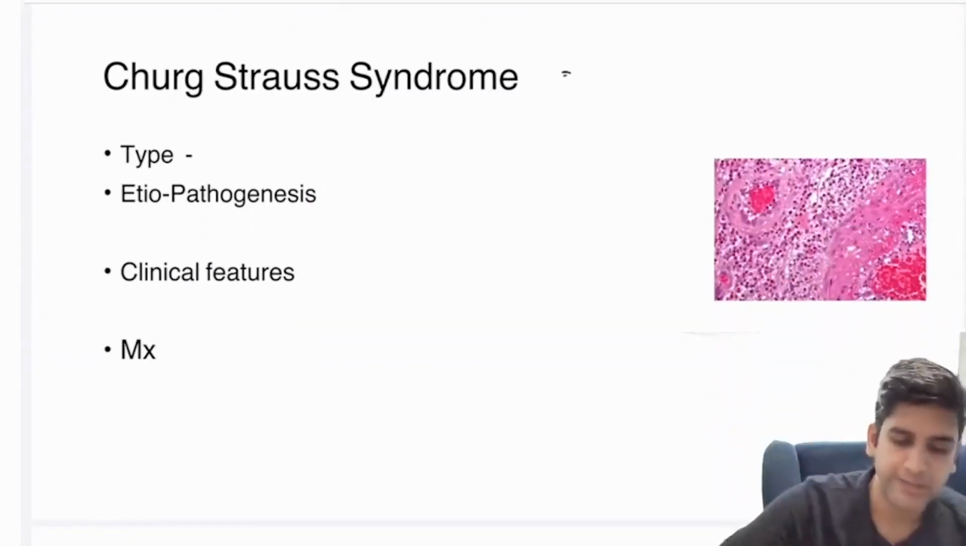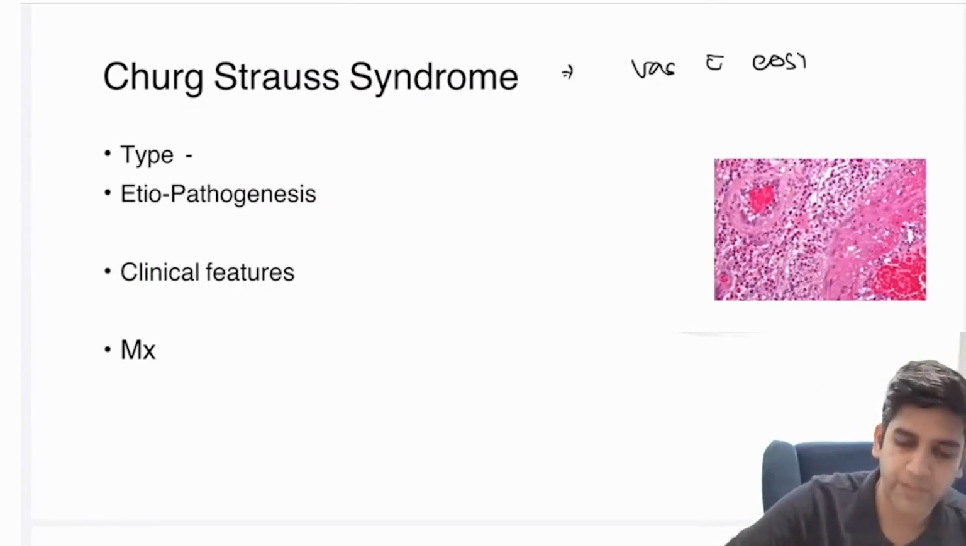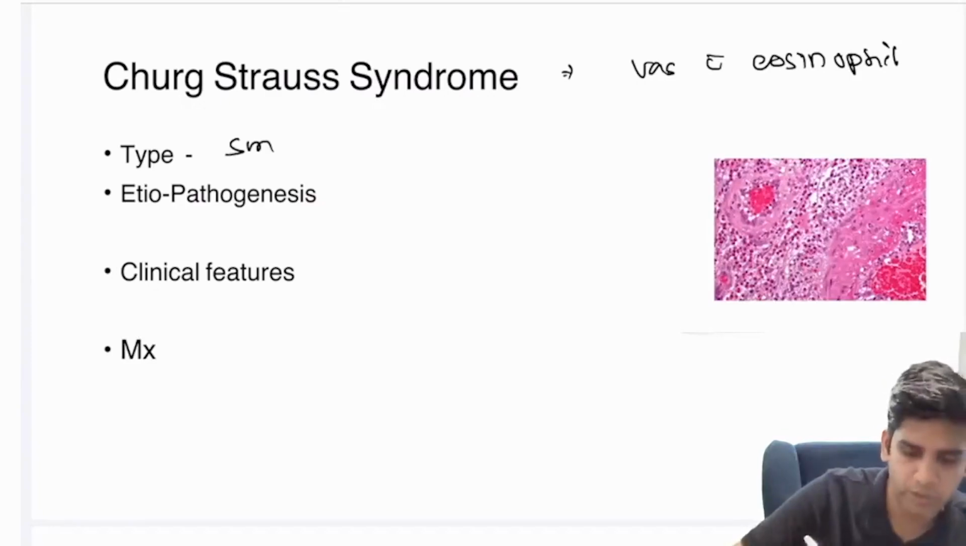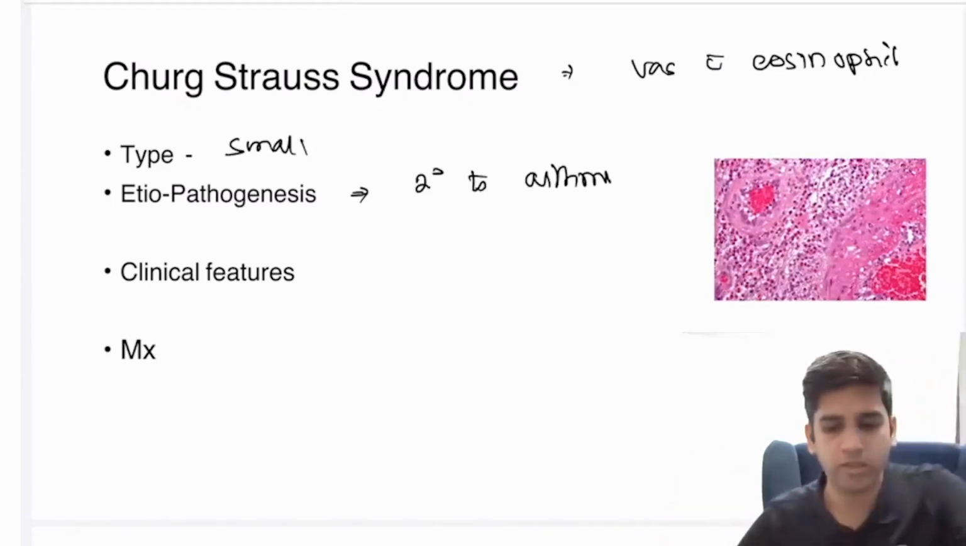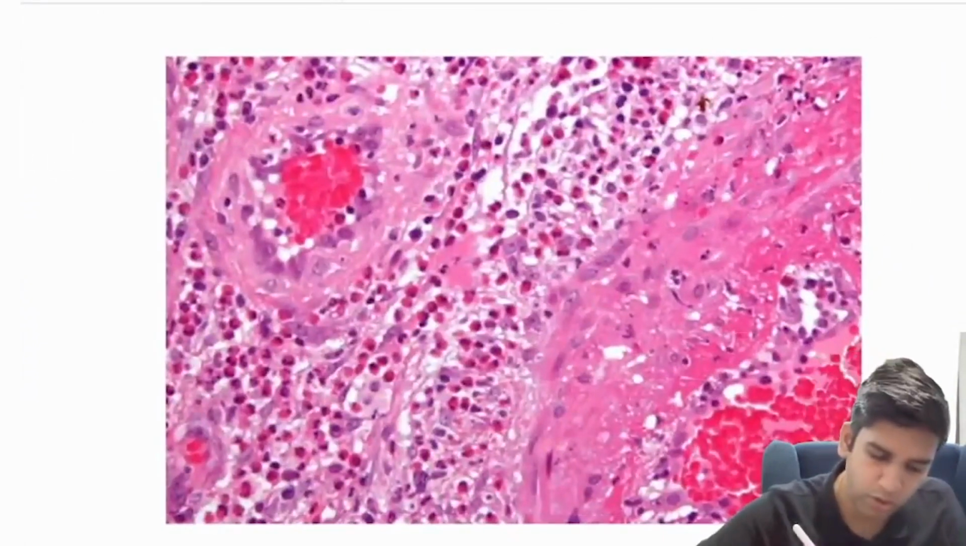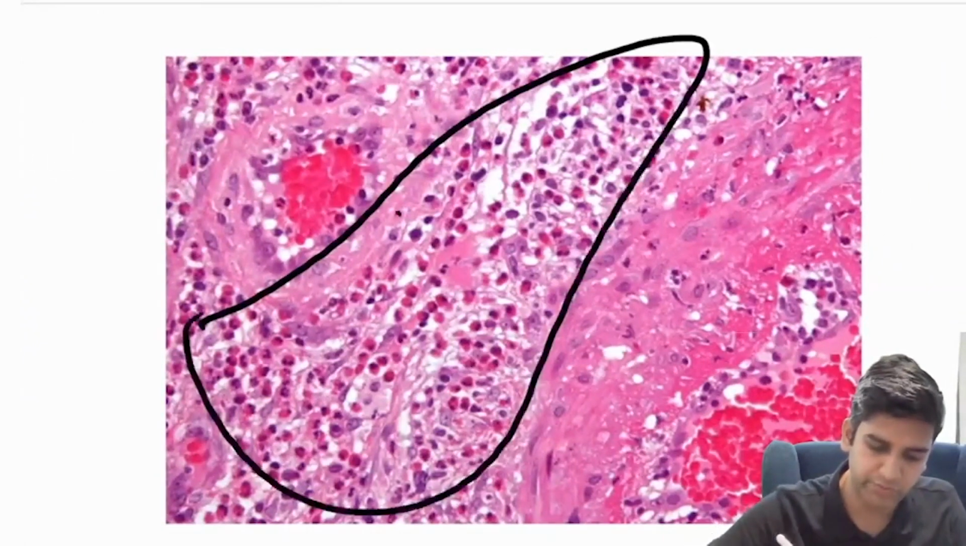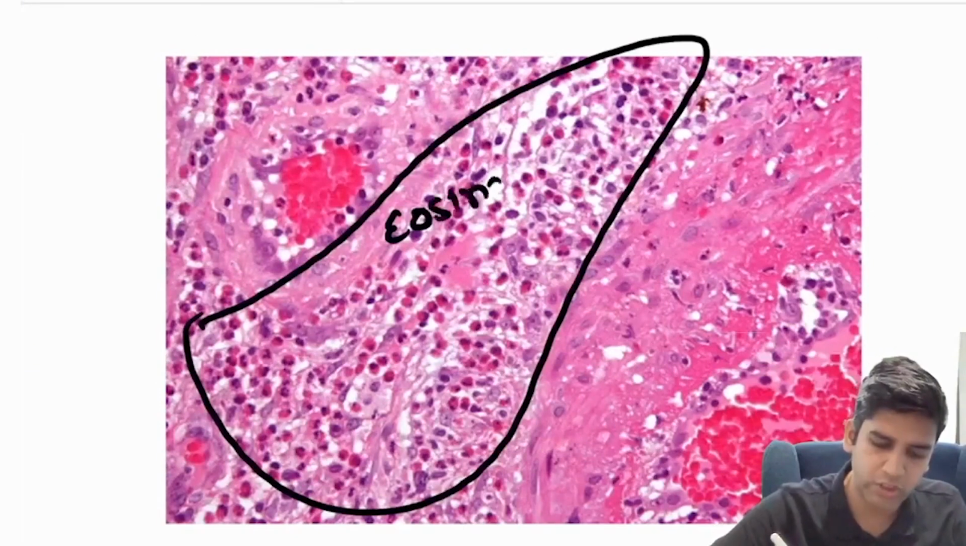Churg-Strauss syndrome, the other name is vasculitis with eosinophilia, which means this is something related to allergy, right? This is also a small vessel vasculitis, and these patients will have it secondary to asthma, secondary to allergy. It's your Churg-Strauss syndrome. All these here are your eosinophils. You see lots and lots of eosinophils here.